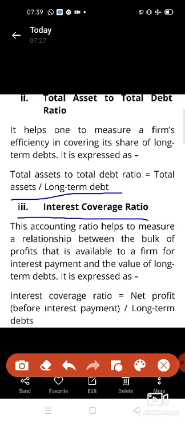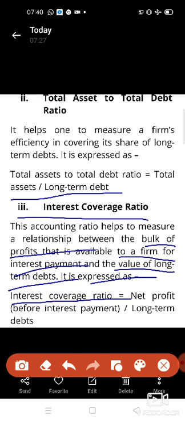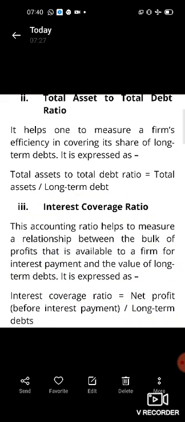Next formula is interest coverage ratio. This accounting ratio helps to measure a relationship between the bulk of profit that is available to a firm for interest payment and the value of long-term debt. It is expressed as interest coverage ratio equal to net profit divided by long-term debt.